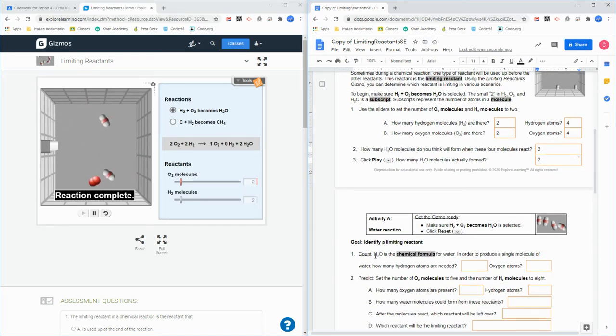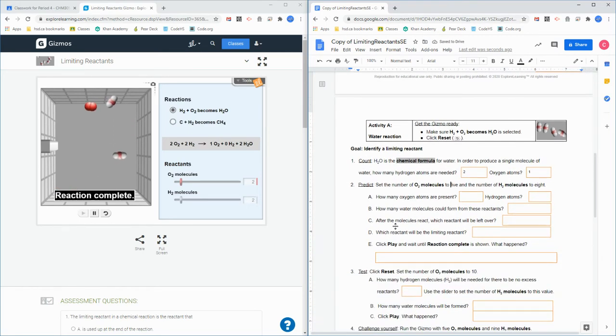Well, in H2O, we need 2 hydrogens for every 1 oxygen. That's what the little 2 here means, that there are 2 hydrogens for every 1 oxygen. So in order to produce a single molecule of water, how many hydrogen atoms are needed? 2. How many oxygen atoms are needed? 1.